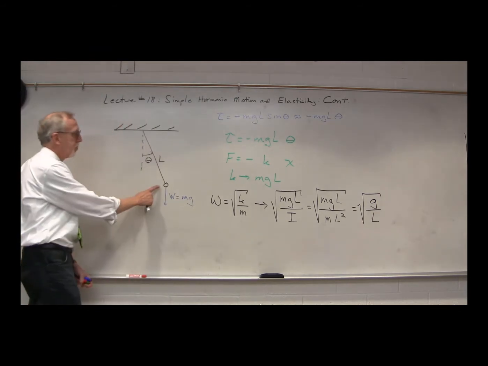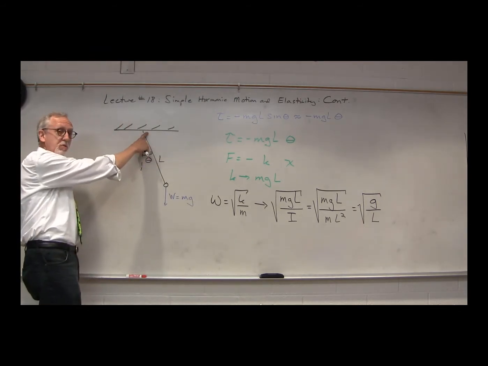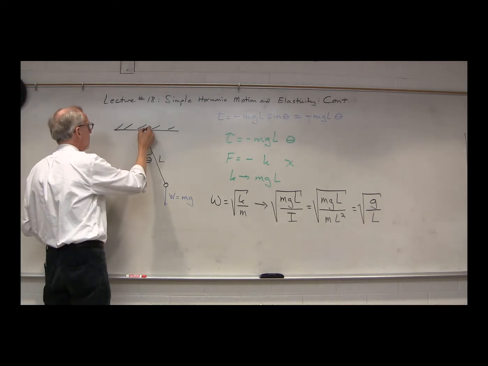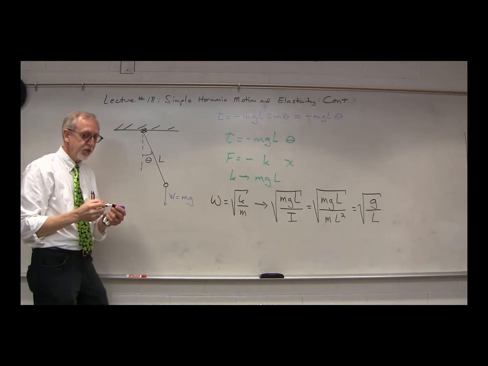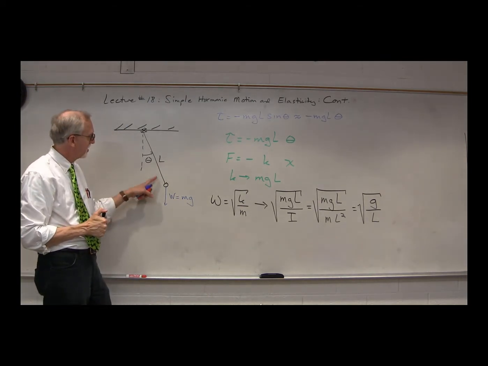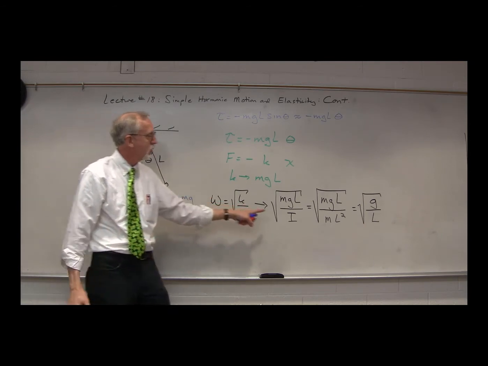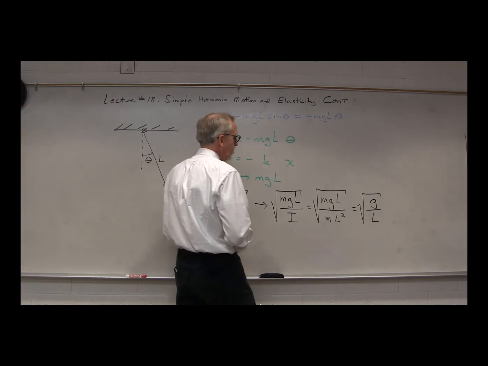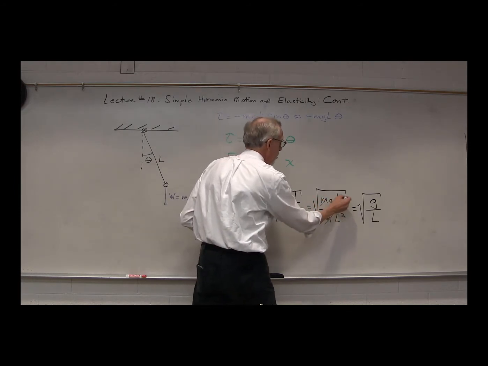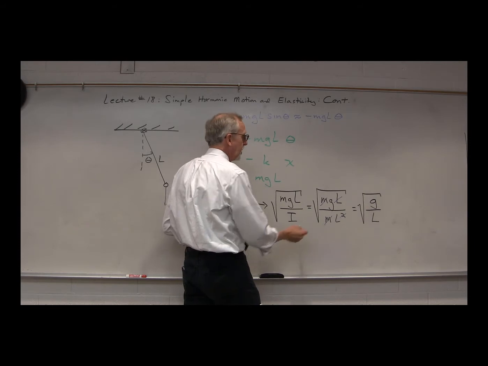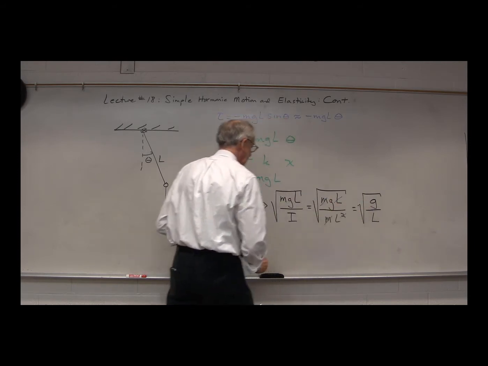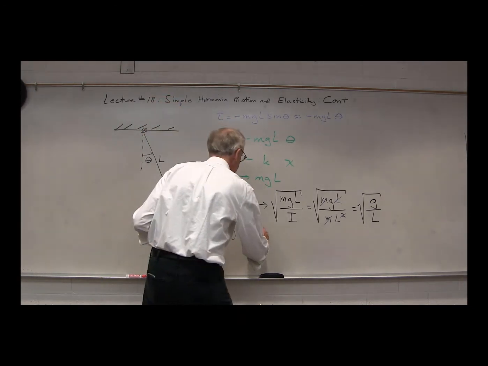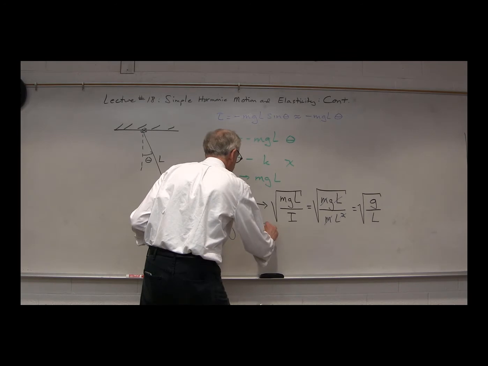The moment of inertia for a point mass that is rotating at a distance L from the origin. Remember, our origin is up here. So for a point mass, the moment of inertia is mr squared. In other words, in this case, mL squared. So we replace the moment of inertia with mL squared. Here, we notice the mass cancels, one of the L's cancels, and we end up with the square root of g over L. We have that the angular frequency for a pendulum should be the square root of g over L.